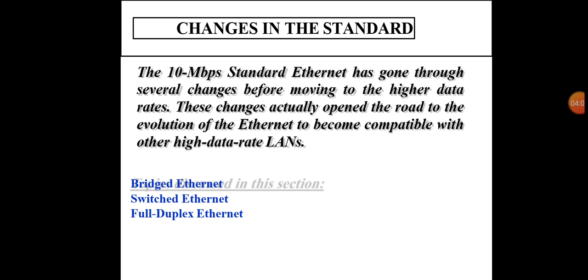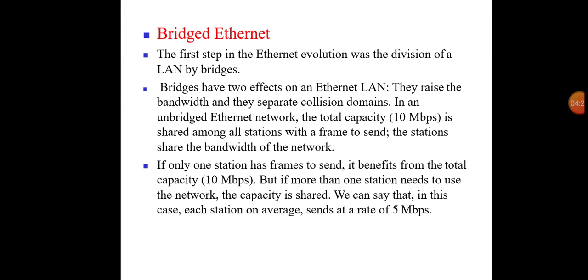Changes in the standard. The 10 megabits per second standard Ethernet has gone through several changes before moving to higher data rates. These changes actually opened the road to the evolution of Ethernet. Bridged Ethernet. The first step in the Ethernet evolution was the division of a LAN by bridge. Bridges have two effects on the Ethernet LAN: they raise the bandwidth and they separate collision domains.